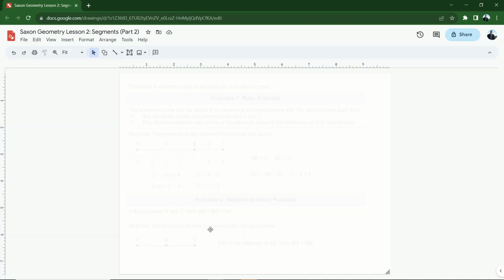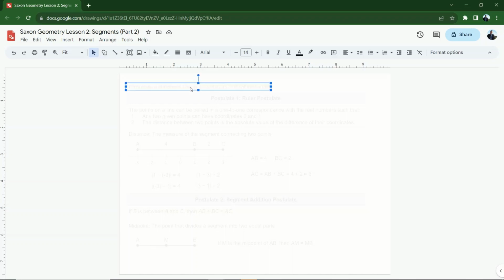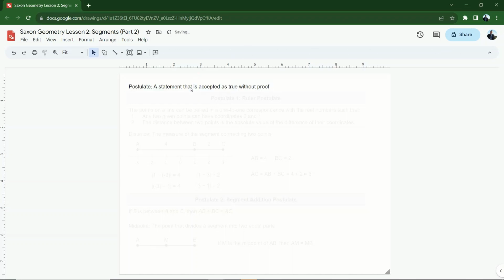Part of the lesson, we're going to be taking a look at a few postulates in geometry. The question is, what is a postulate? Well, a postulate is a statement that is accepted as true without proof. We're going to run into a lot of different postulates this year.